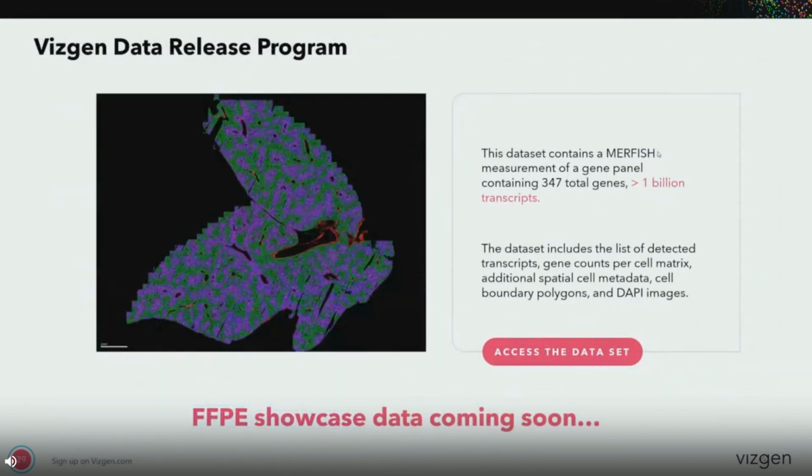So I also want to mention that Vizgen has a data release program, and we have released two data sets. On this slide, this is a recent mouse liver data set measuring 347 genes, more than 1 billion transcripts. And we're actually going to have an FFPE showcase data release coming soon as well. So if you're interested, please do sign up for this data release program.